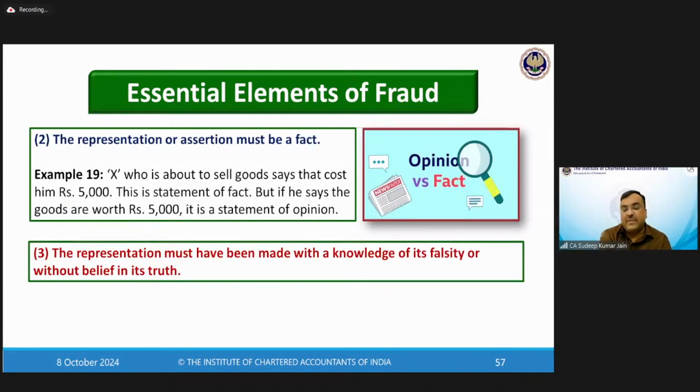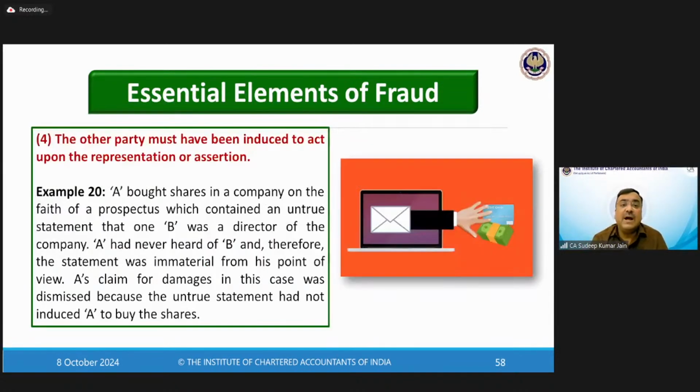Pawan is asking, sir, in example number 18, did X commit fraud? The answer is no. The other party must have been induced to act upon the representation or assertion. I'm making a false statement, and my intention is to deceive the person, but the other person is not satisfied with my words and is not entering into the contract with me. So there is no fraud.